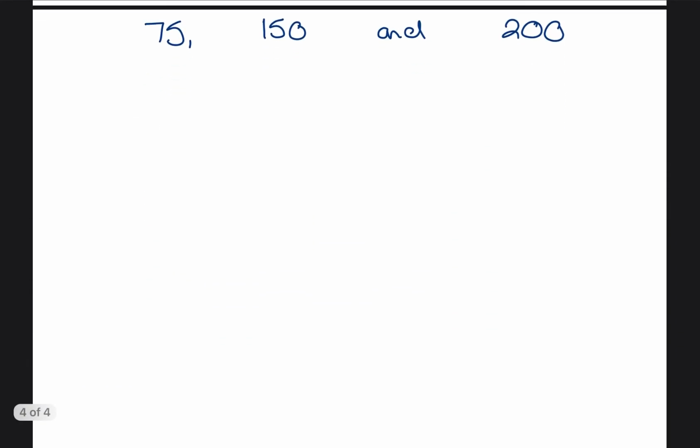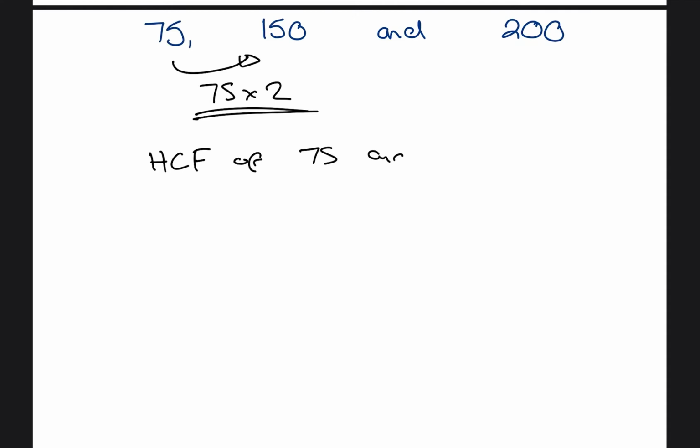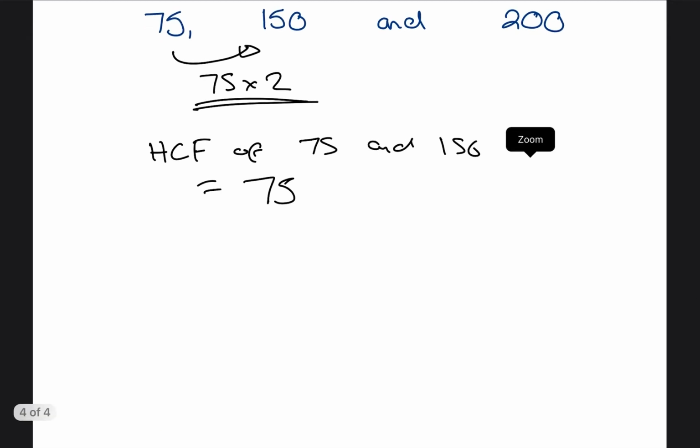Large numbers. Right, straight away. What I can notice is this 75 goes into 150. I want to show you how we can do it a bit quicker mentally. So therefore, the highest common factor of 75 and 150 equals 75. So now we can almost ignore this 150 because anything the 75 goes into will go into the 150. So we can just add in the factor pairs.